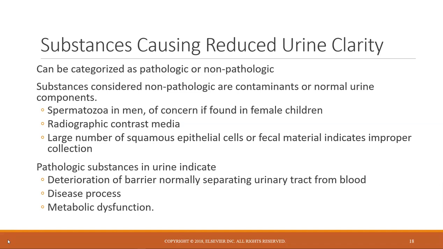Radiographic contrast media. Large number of squamous epithelial cells or fecal material indicates improper collection. Now keep in mind, squamous epithelial cells are a normal find in the urine, but if you see a lot, this usually indicates that it was not collected properly. Pathologic substances in the urine indicate deterioration of the barrier that normally separates the urinary tract from blood. You should never have blood in your urine. Disease processes or metabolic dysfunctions.